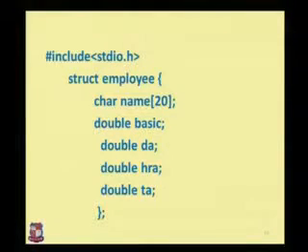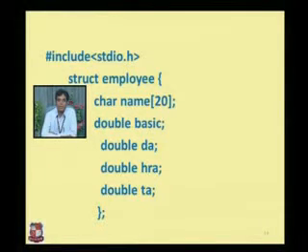So why are we using double here? Double represents the values which are used in a floating type, more than 4 bytes. Okay.